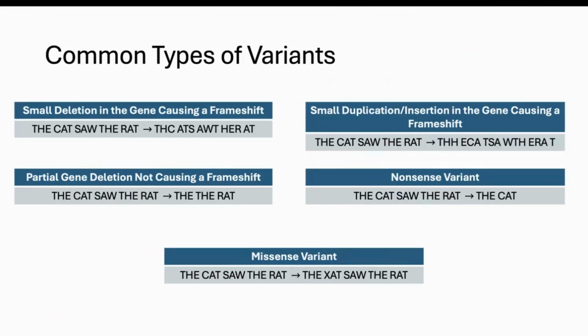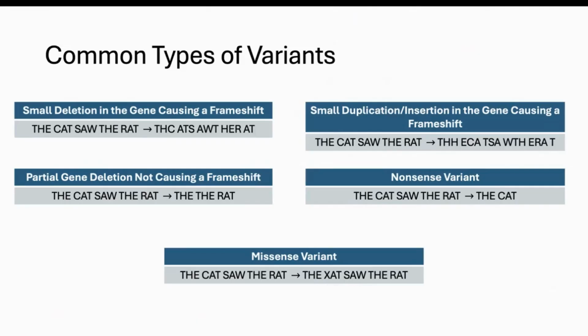This shows a frame shift variant where the letter E from "the" is deleted, causing a shift in the way the codons are read. This alters the subsequent words or codons and leads to a completely different sequence of words. We can see that the sentence no longer makes sense.